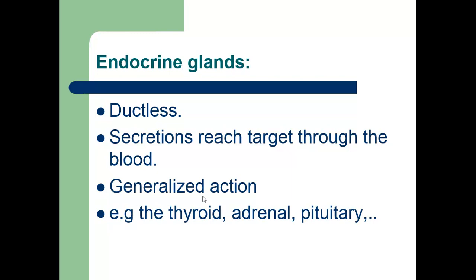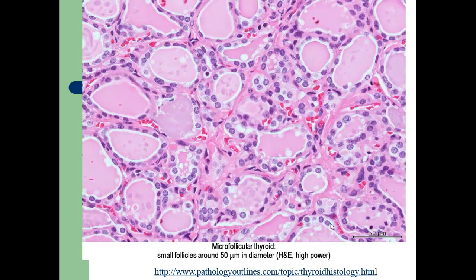If you can give us more examples, here we are talking about the thyroid, the adrenal, pituitary, the gonads, the testes, and the ovary, and other endocrine glands in the body. These are just examples of these endocrine glands.